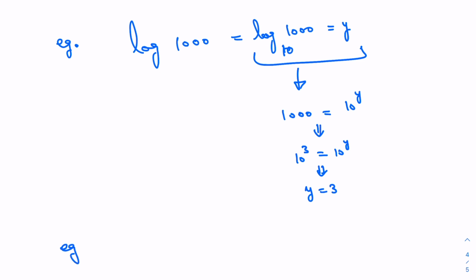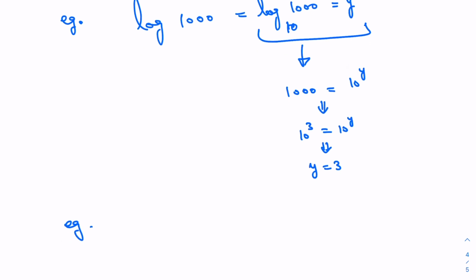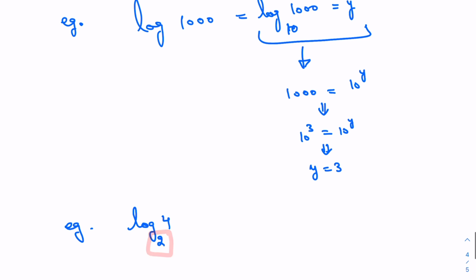Let's take another one. Let's say we want the value of log 4 base 2. And now I can't drop the base, because if I drop this base, then that is going to be counted as 10. But here I want to specify that I require base 2, so I have to write it. So let's say this value is y, and just convert it into exponential format.